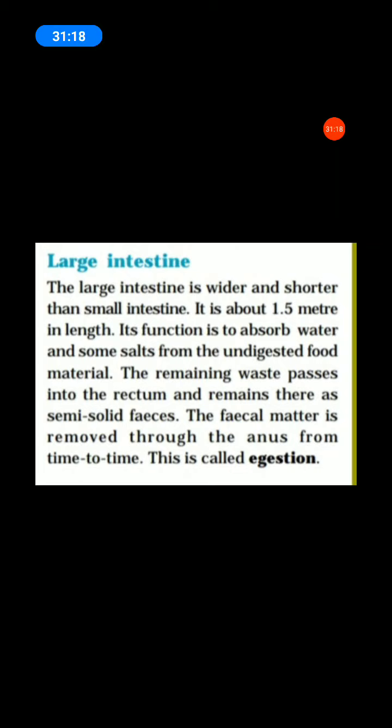The fecal matter is removed through the anus from time to time. This is called egestion. Egestion means the undigested waste food materials are eliminated through the anus. That is egestion. That's all for the human digestive system.